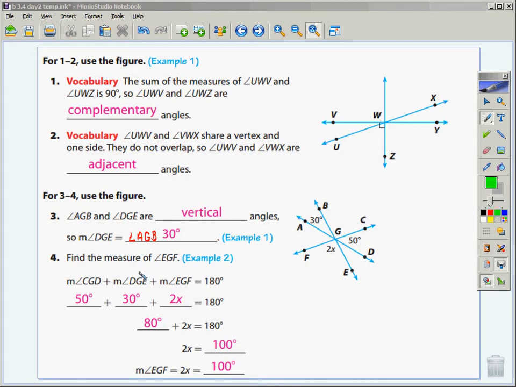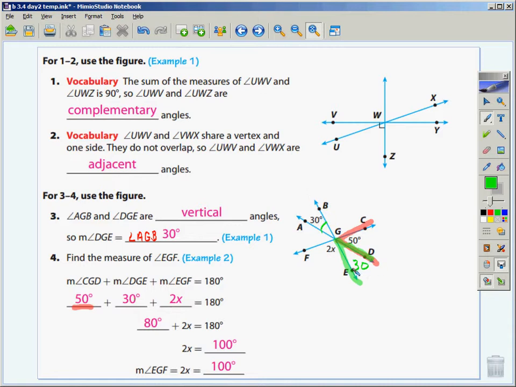Okay. In number 4, we were using this picture that they gave me. CGD. If I look here in the picture, CGD is here. It's 50 degrees, and I put that in there. DGE is here, and because this was 30 degrees, I know that this one is also 30 degrees, and I put it in because it's vertical. Do you see it? The two vertical angles.